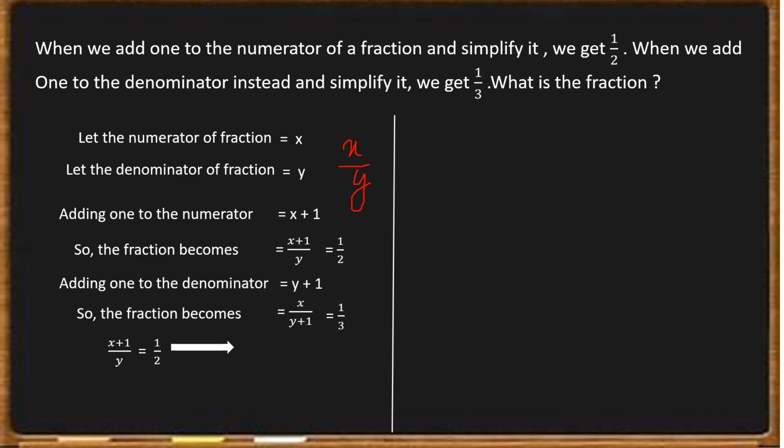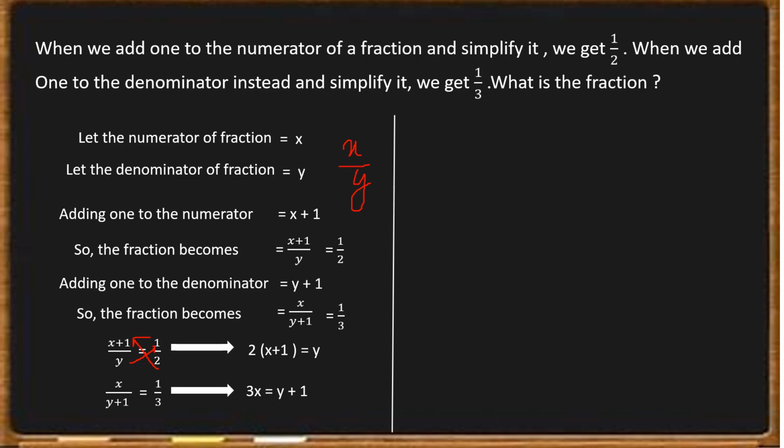on cross multiplication. What is cross multiplication? We are multiplying 2 with this x plus 1 and y with this 1. We get 2 into x plus 1 equal to 1 into y. 1 into y is y. And we are considering the next equation, x by y plus 1 equal to 1 by 3. And again on cross multiplication we get 3 into x equal to 1 into y plus 1. 1 into y plus 1 is y plus 1.